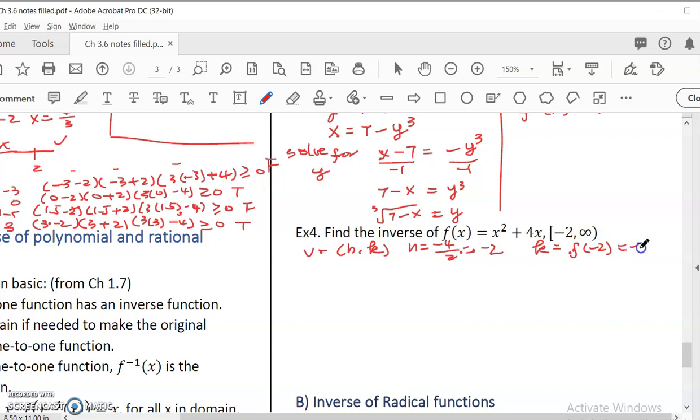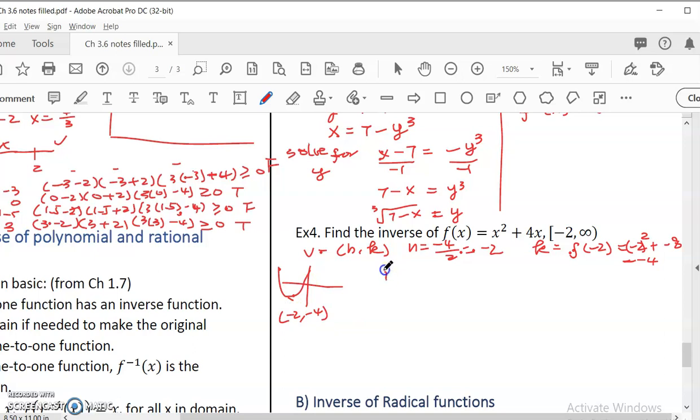So that would be negative 2 squared plus negative 8, right? So that would be equal to negative 4. So we know that this is a parabola that goes with the vertex of negative 2 and negative 4. Negative 2 and negative 4 is going up, right? But the vertex is -2, -4.